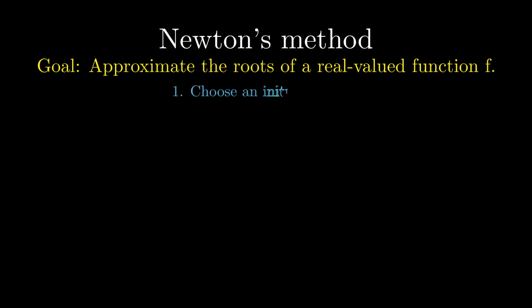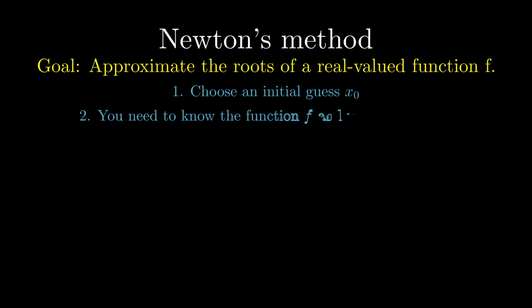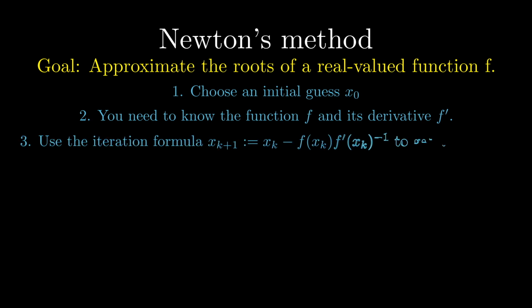At first, you have to choose an initial guess, which we are going to call x0. Next, you will then have to know both your function f and its derivative, which we are going to denote by f prime. You are then in a position to use the main formula, or really the iteration formula, of Newton's method. You can calculate the new x value by x_{k+1} is given as x_k minus your function evaluated at x_k divided by the derivative evaluated at x_k.